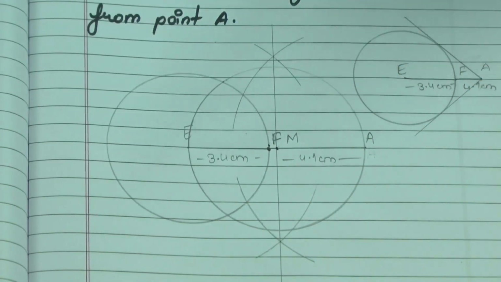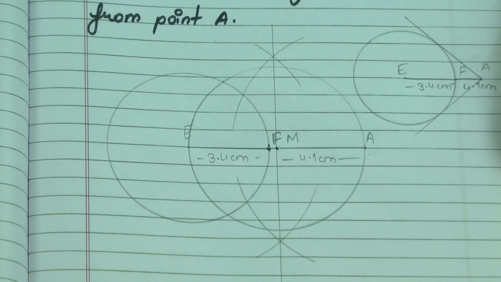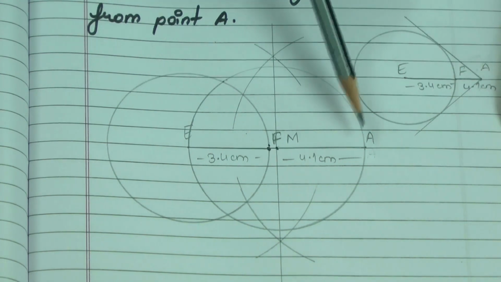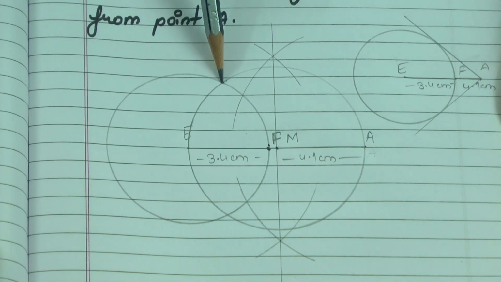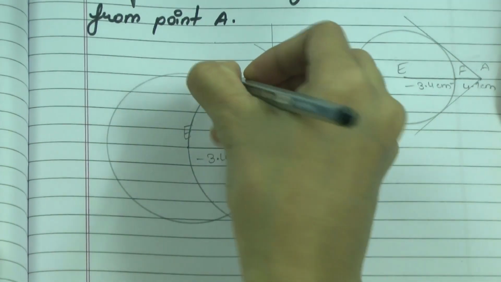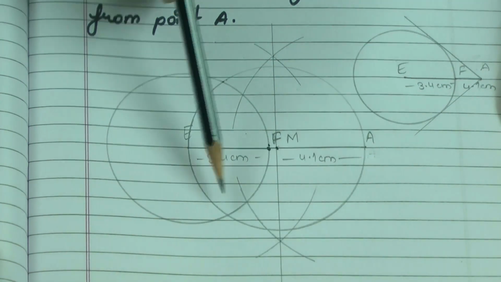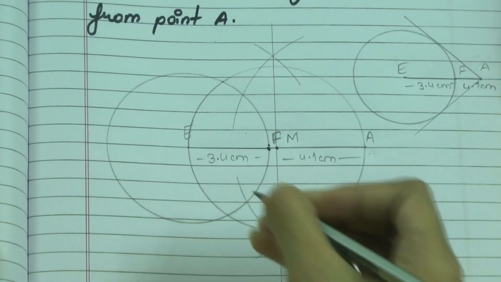Okay. Now, join the point A and the two circle intersecting points. Locate this point first and the point below. Join them.